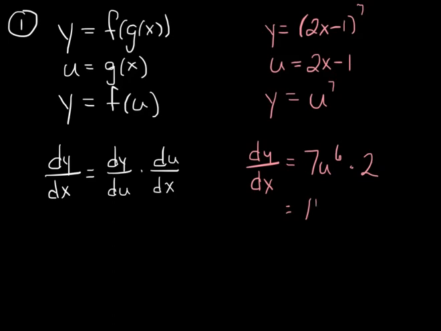So we can write this as 14u^6, but u is equal to 2x - 1. So 14(2x - 1)^6. And there is our derivative. Okay, we're going to do one more example using that notation, and we'll take the derivative of the square root of x^2 + 5x.